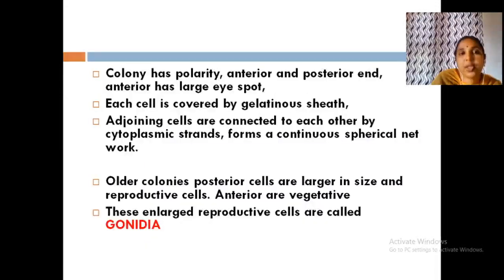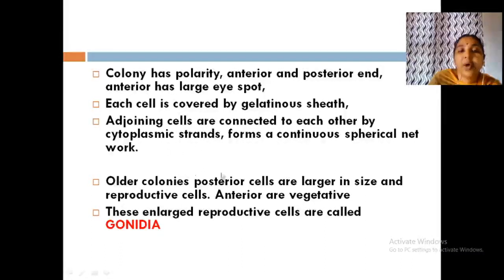Understood? Now, the colony has polarity. Why polarity? That is because the anterior end contains the eye spot, which helps in movement. Then each cell has a gelatinous sheath covering. Then nearby cells are connected by cytoplasmic strands. That is also a very important one. So each cell has a gelatinous sheath and the nearby cells are connected by cytoplasmic strands.